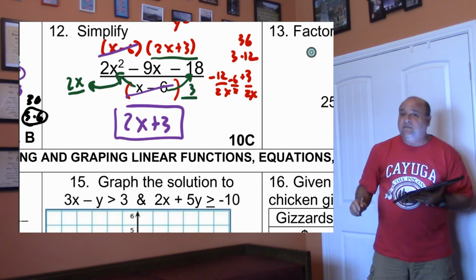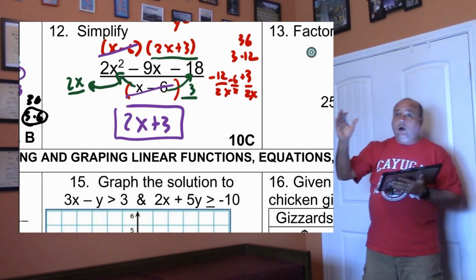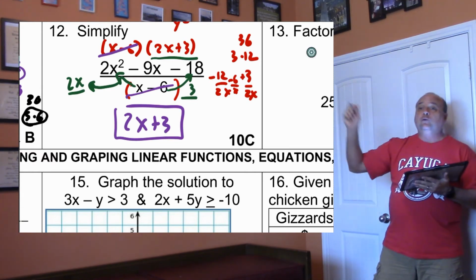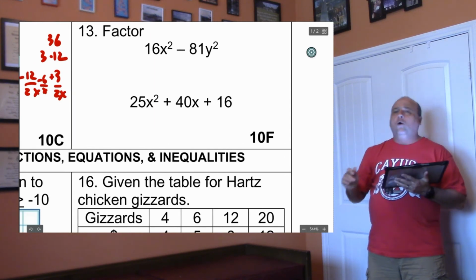F-U-N, fun, fun, fun. That's the basic shortcut for doing it, okay? That will always work in Algebra 1 because you will not get a remainder when you divide. Let's go to 13. More factoring.